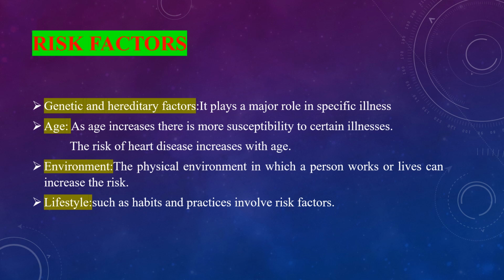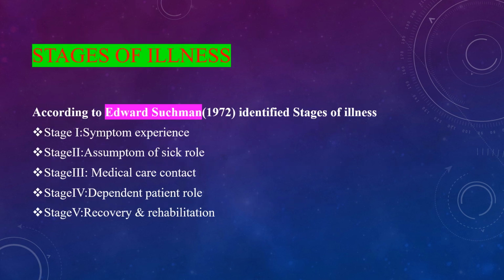Risk factors: genetic and hereditary factors play a major role in specific illness. Age: as age increases, there is more susceptibility to certain illnesses. The risk of heart disease increases with age. This is the example. Environment: the physical environment in which a person works or lives can increase the risk. Lifestyle, such as habits and practices, involves risk factors. Stages of illness.